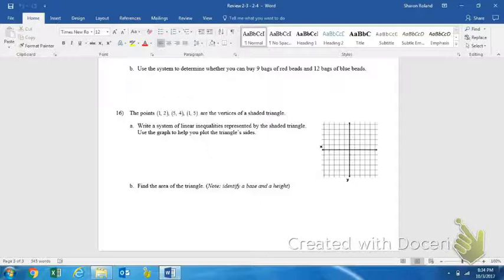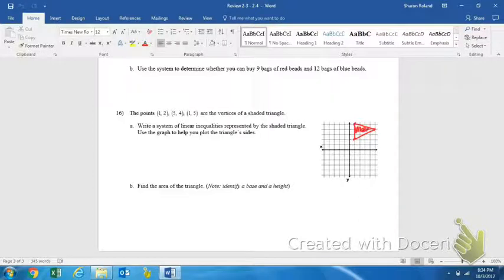And that would be 1, 2. And then 5, 4. 2, 3, 4, 5. 1, 2, 3, 4. And then 1, 5. Okay, here's your triangle, and it says it's a shaded triangle.